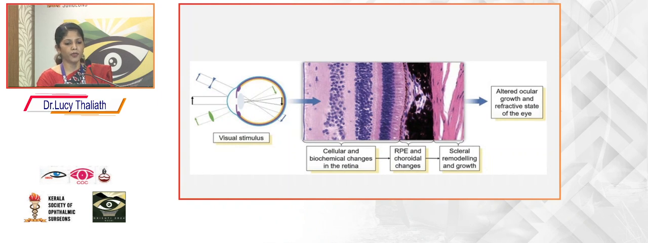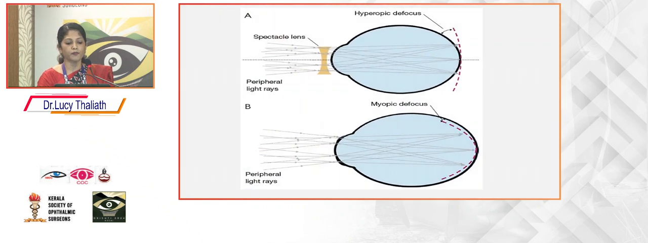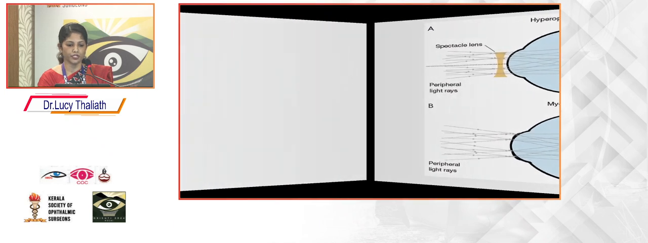And what does it exactly do? This peripheral hyperopic defocus induces a cascade of cellular and biochemical changes in the retina, causing RPE and choroidal changes, leading to scleral remodeling and growth, and resulting in altered ocular growth and refractive status of the eye. So what do our peripheral defocus lenses do? They convert this hyperopic defocus into a myopic defocus, and thus reduce the progression.